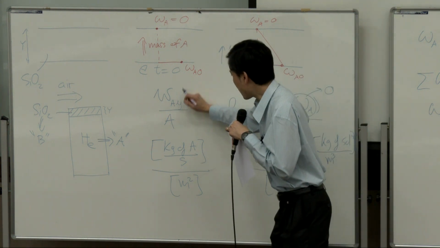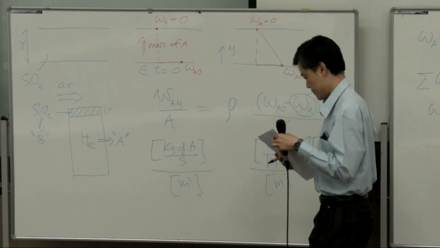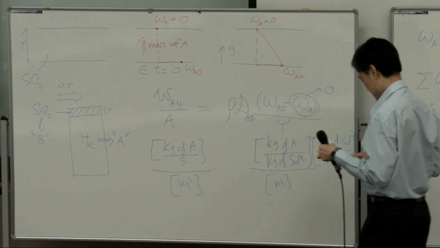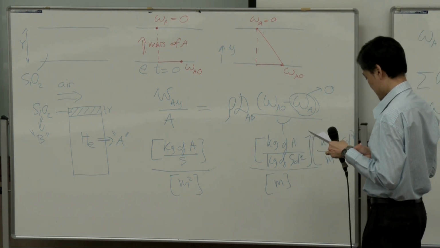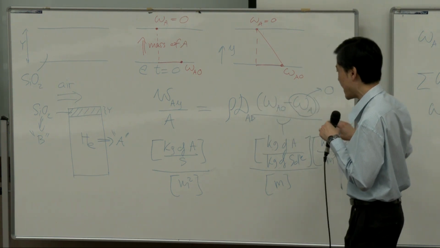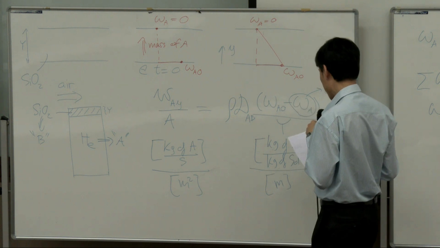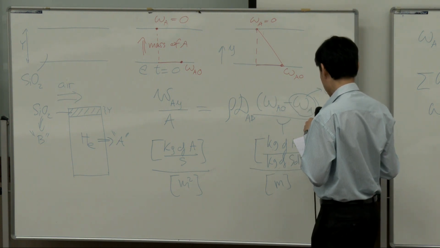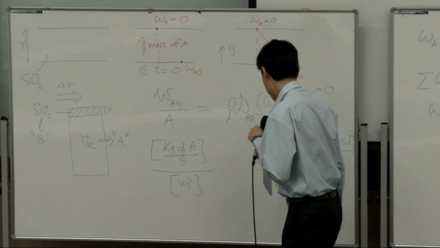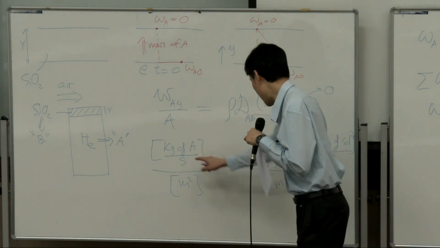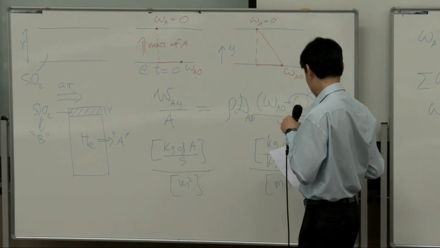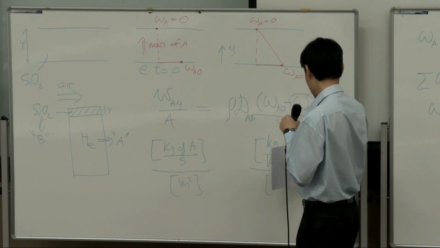Now, if you change proportionality into equality, you need another constant. This constant is called DAB. If you balance the unit, you see that this DAB is supposed to have the unit of meter square per second. All right? You have second over here. Kilogram of A.